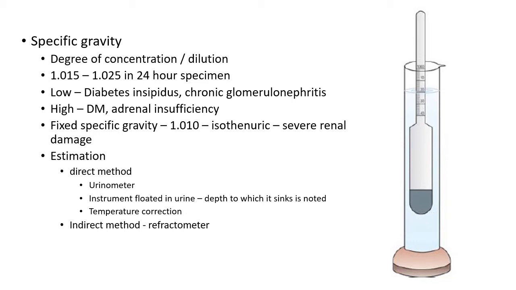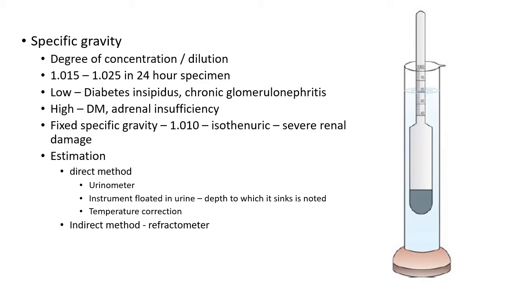Urine with a fixed very low specific gravity of 1.010 is referred to as isosthenuric, and this occurs in severe renal damage. Coming to estimation, it can be estimated either by direct or indirect method. In direct method, an instrument called urinometer is used. This is a weighted bulb-shaped instrument with a cylindrical stem which contains a scale calibrated from 1 to 1.060 with divisions from 0.001 to 0.002.